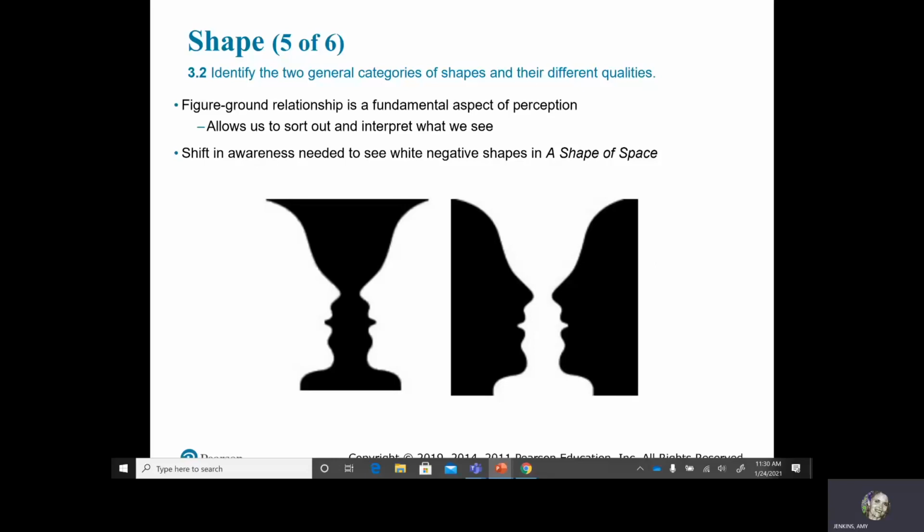Here we have a figure-ground relationship. If you've seen the faces-vases image, it's a fundamental aspect of perception. It allows us to sort out and interpret what we see. There's a shift in awareness needed to see the white negative shapes in a shape of space. So more clearly on the left you can see the vase, and then more clearly on the right you notice the faces more clearly.